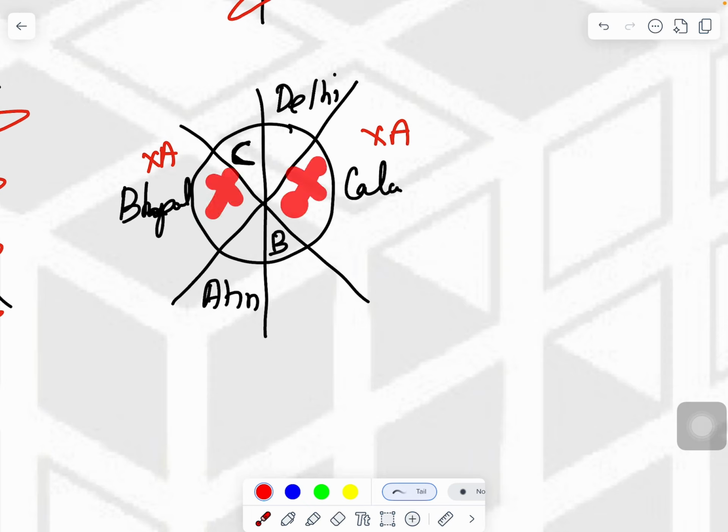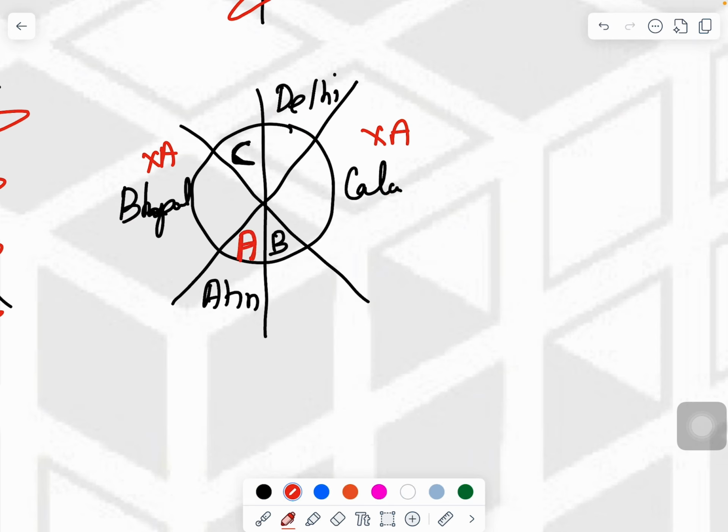A cannot come here as given. A cannot come here. A cannot come here as given. So A can come either here or here. The problem with A going here is none of the alphabets will match. For example, if A goes here, A Ahmedabad is also not matching, B Bhopal is also not matching, C Calcutta is also not matching, D Delhi is also not matching because A has come here. Therefore, A cannot come here. Therefore, the only option left for A is A Ahmedabad.